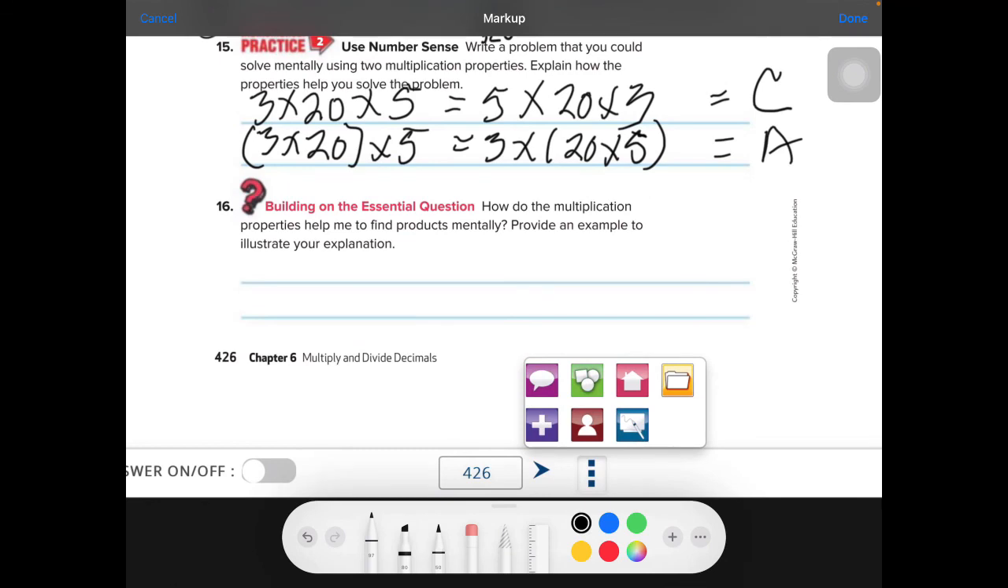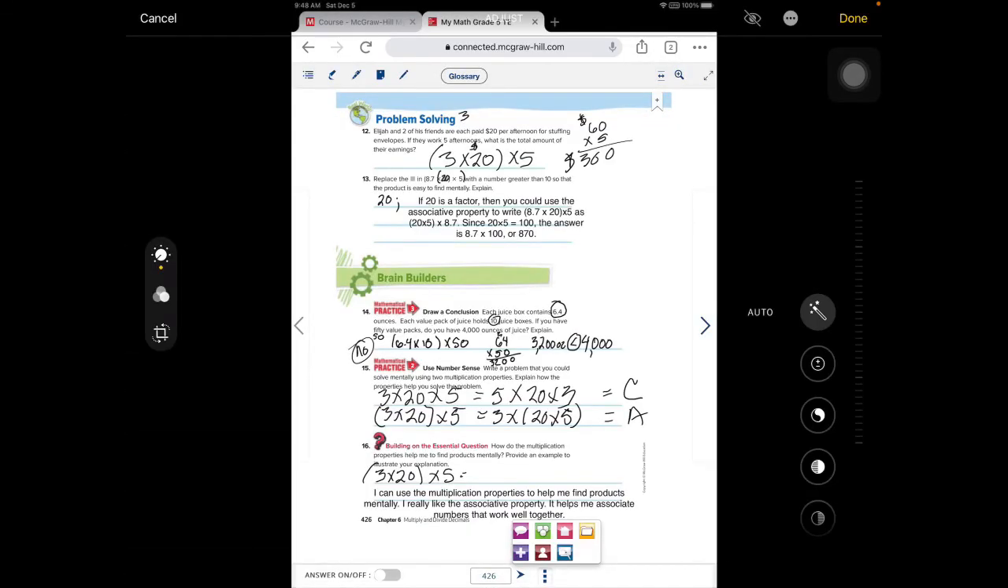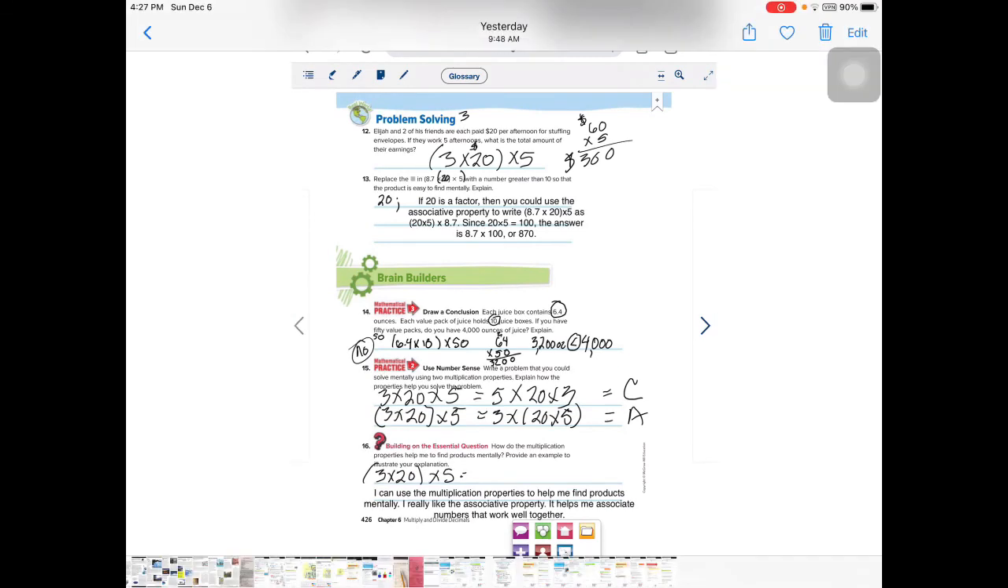Number 16, how do multiplication properties help me find products mentally? Provide an example to illustrate your explanation. Well, let's just use the previous example we used on 15. Let's not make it any harder on ourselves. I'm going to use 3 times 20, put it in a parentheses for association, times 5. Okay, and there you go.